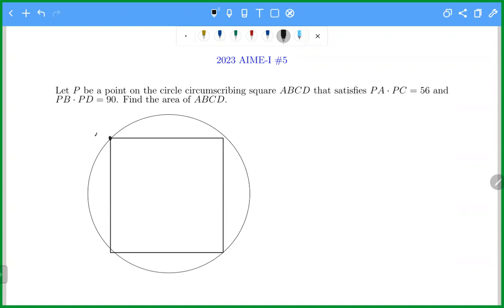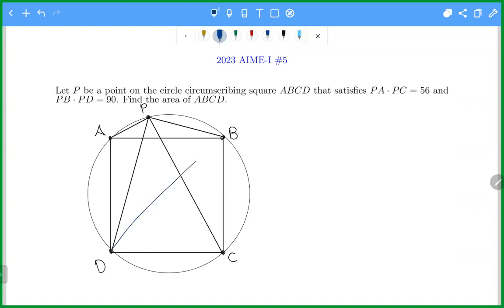So let's call this A, B, C, and D. And let's assume that P is here. Let me draw PA, PD, PC, and PB. Next, I would like to draw the diagonals of the square. So the diagonals meet at the center. Let's call this point the center O.